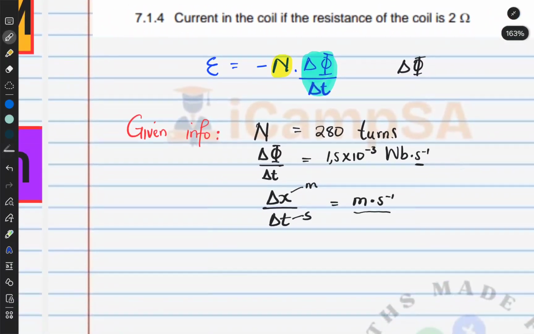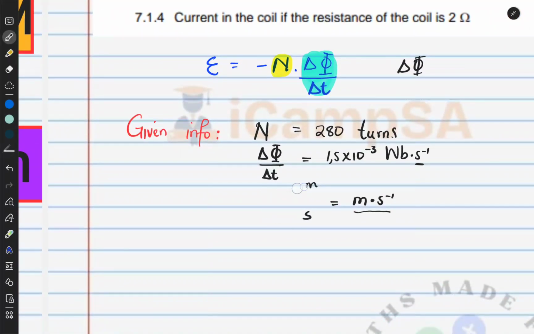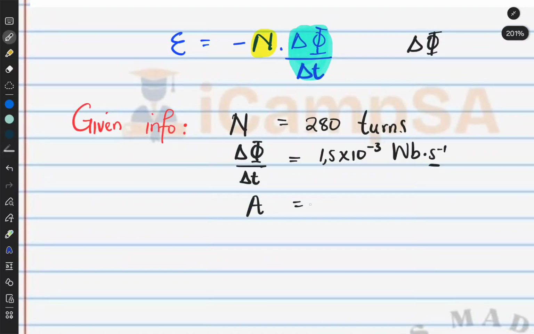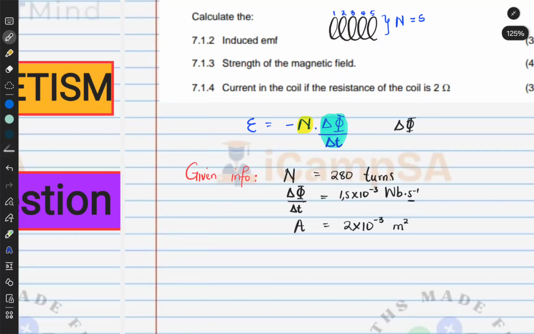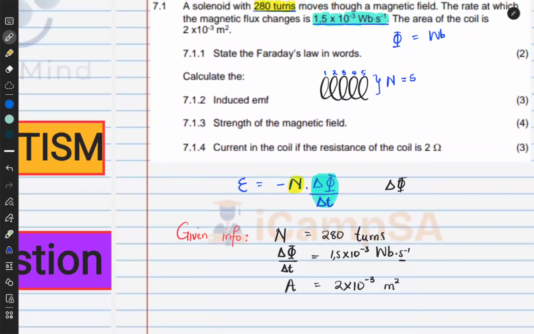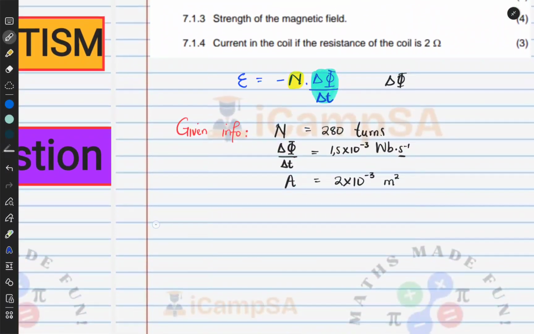So now we have all of that information, right? Also we have the area, A, which we are told is 2 times 10 to the power minus something square meters. So this is the entire information that we have. And then let's now try to answer 7.1.1. We are asked to state Faraday's law in words.